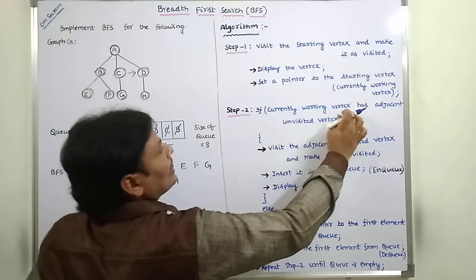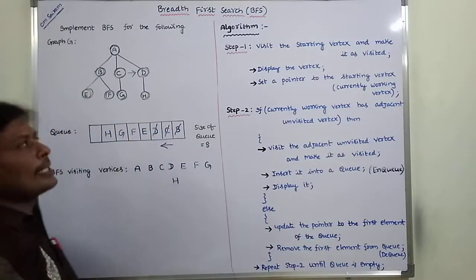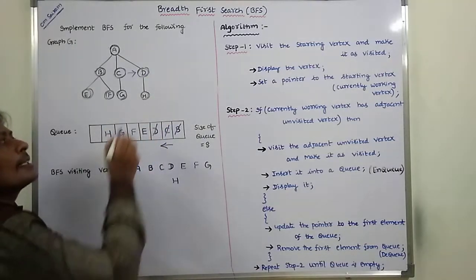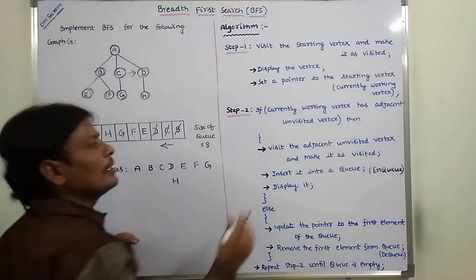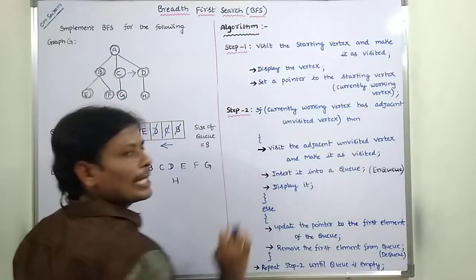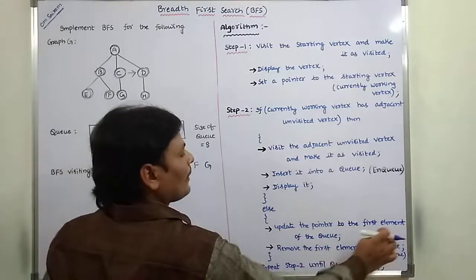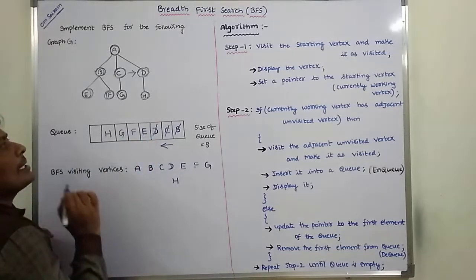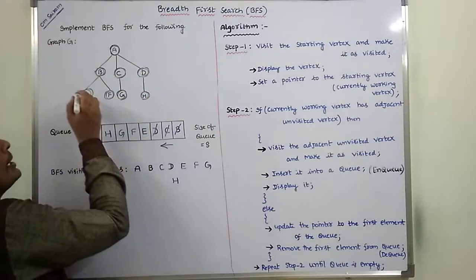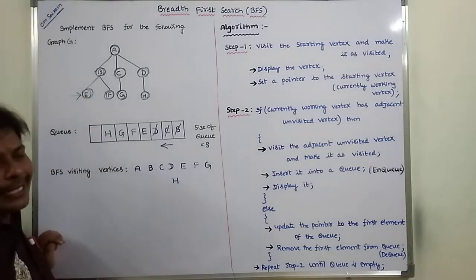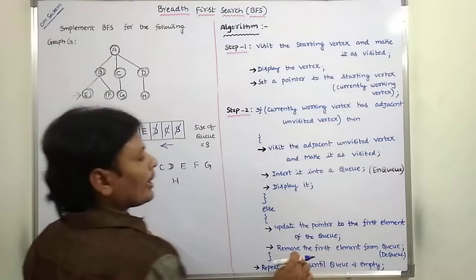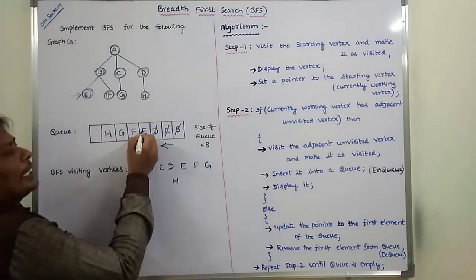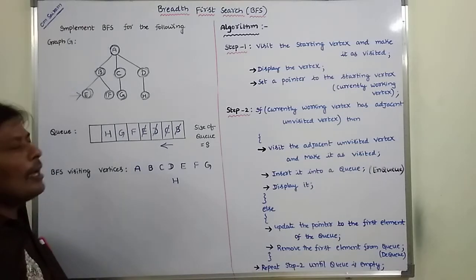If the currently working vertex has an adjacent unvisited vertex: D has only one adjacent vertex, and that is already visited. So this condition is false. Go to the else part. Update the pointer to the first element of the Q. The first element of the Q is E, so update the pointer from vertex D to vertex E. Next, remove the first element from the Q. What is the first element in the Q? That is E. E is removed from the Q.